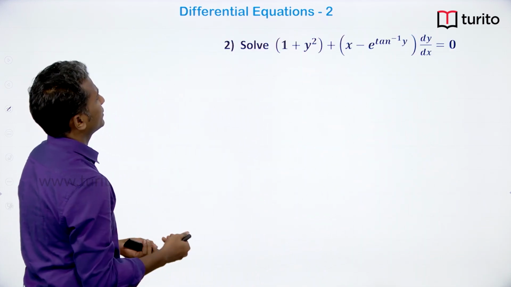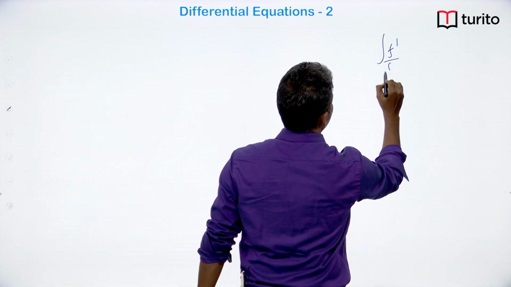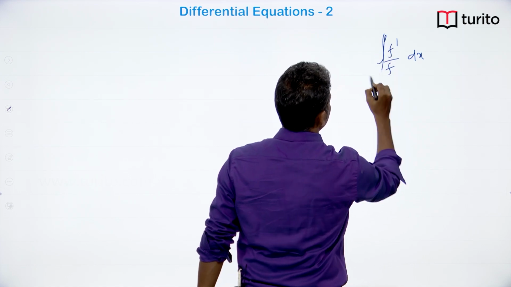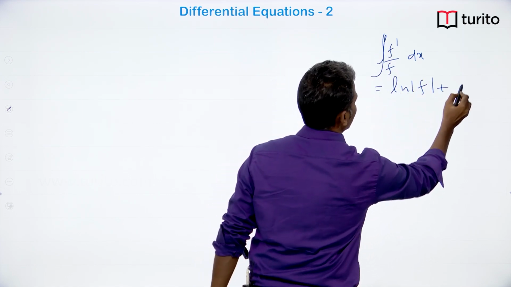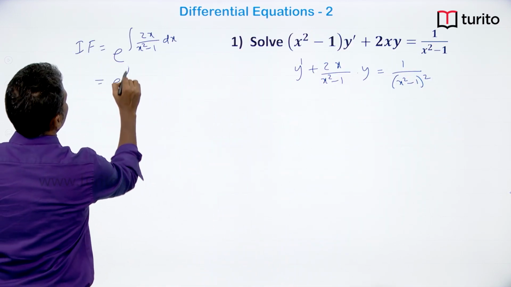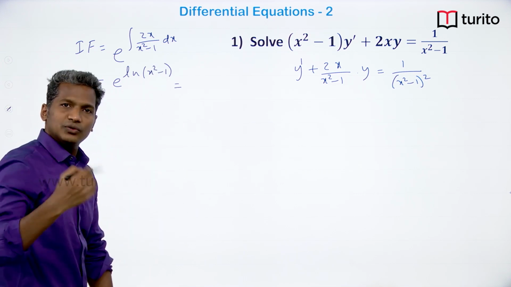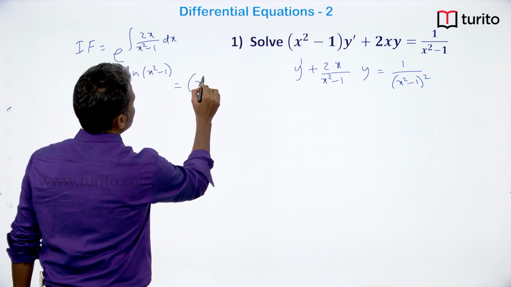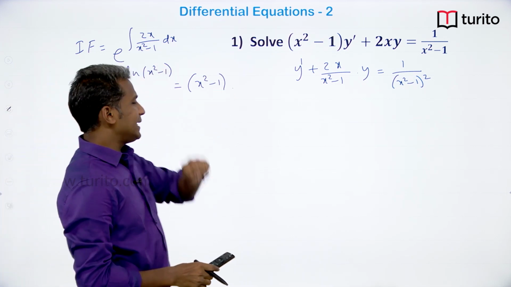Okay, let me write some rough work here. So, integral of f dash by f dx is going to be ln of mod f. You know this idea. Okay. So basically we can write this as e raised to ln of x square minus 1, but e raised to ln of something is the same thing. Okay. So we got the integrating factor.